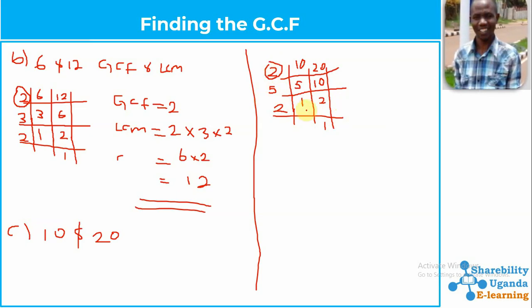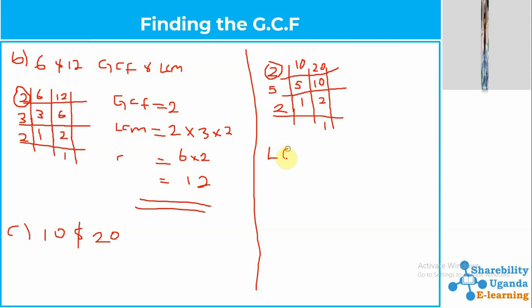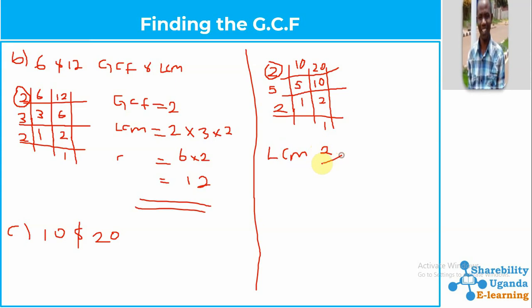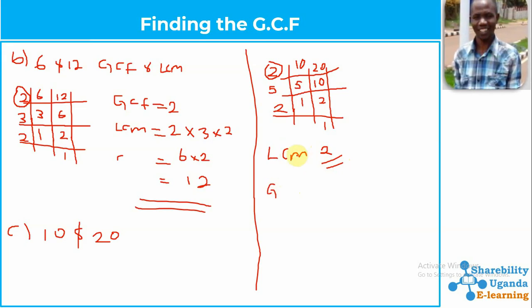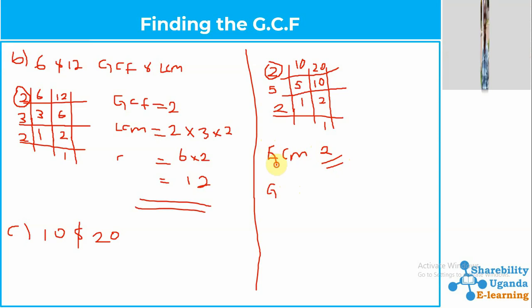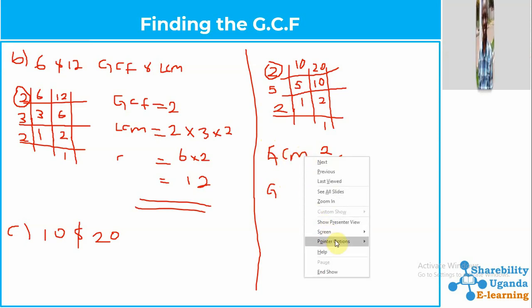So now we have our common factors, 2. This simply means we shall say our LCM is equal to 2. Then we shall now have our greatest common factor. Sorry, this is going to be our greatest what? Let me put it right.